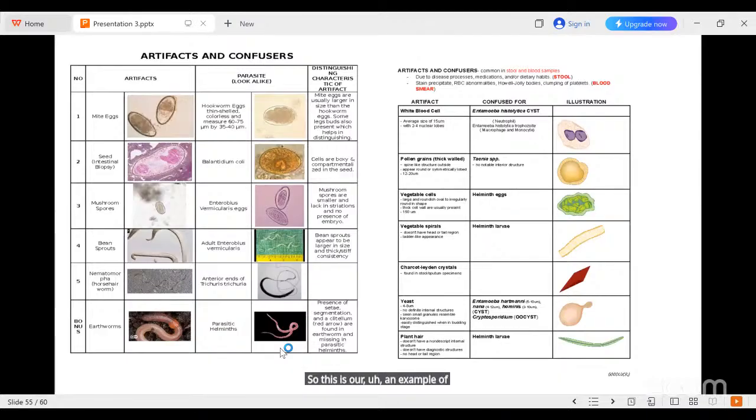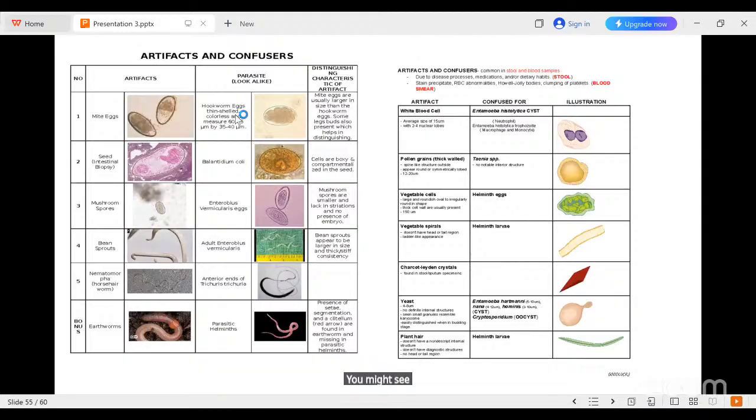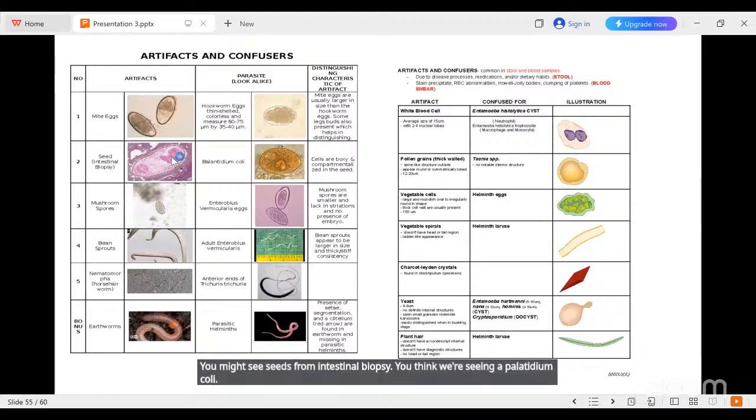I'm almost finishing. So you might see mite eggs, and you think they are hookworm eggs. You see, they are almost resembling. You might see seeds from an intestinal biopsy, and you think you're seeing Balantidium coli. You see, this is behaving like a macronucleus. Is this one a macro or micronucleus?